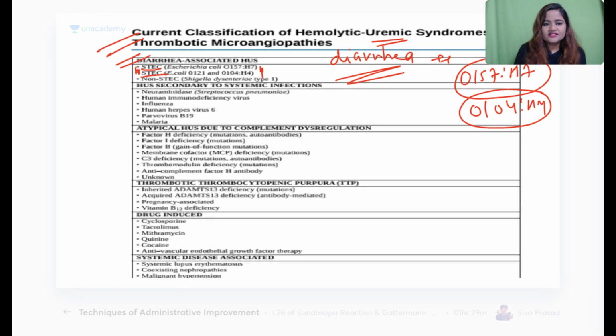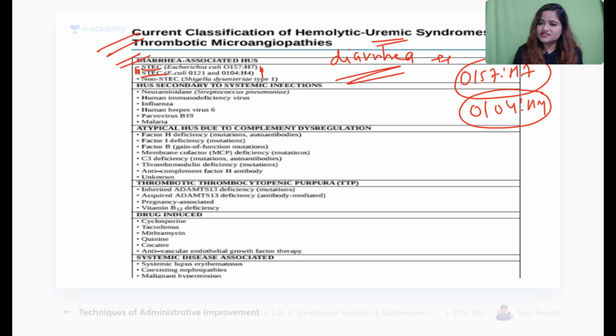injury. Apart from this, you can have many other causes, like it could be a secondary reaction of any systemic illness. It could be a reaction to your own autoimmune process like complement dysregulation. It could also mimic any drug reactions. So there are many causes. So out of the other causes, this is the most important cause, diarrhea associated HUS.